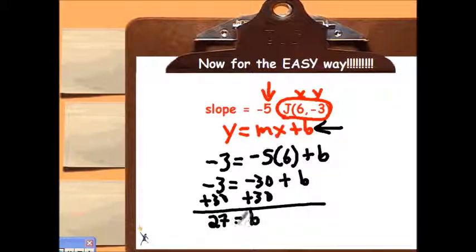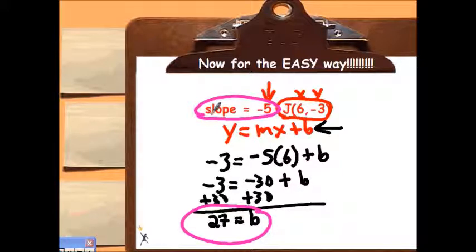So now I know that my y-intercept is 27. I already know that my slope is -5. So writing the equation is very easy now. Y equals -5x plus 27. Lovely.